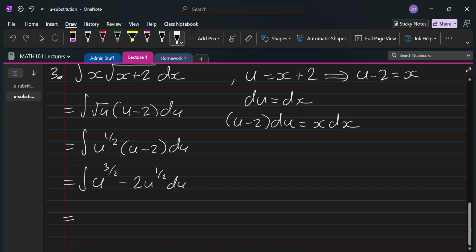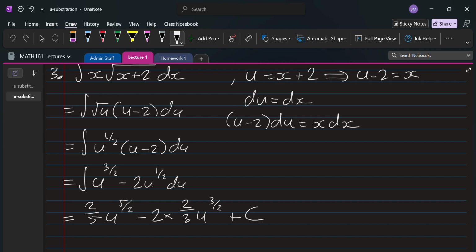And again, from this step to the next step, it should be very quick. You shouldn't be taking too much time with these fractions. So 3/2 plus 1, that's going to be 5/2. Divide by that, that's 2/5. Minus 2 times. We've got a half. Add 1, that's 3/2. Divide by that, that's 2/3. And the all-important plus c.